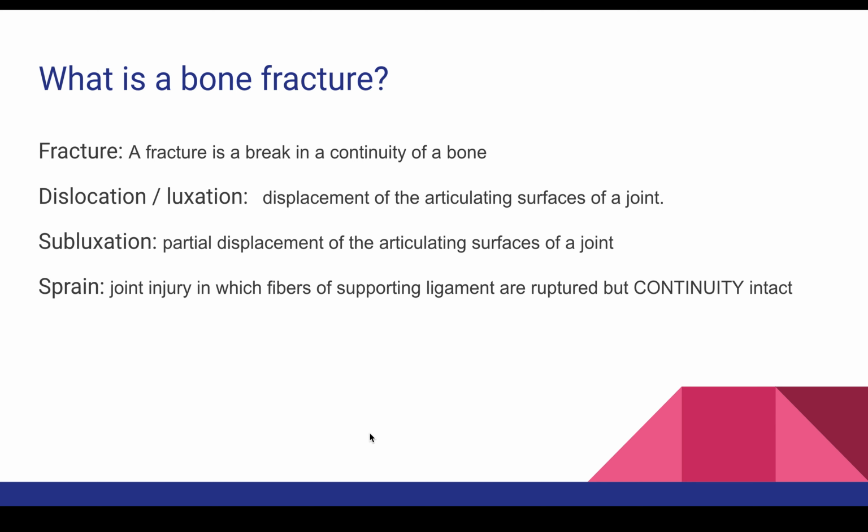What's a dislocation or a luxation? This is a displacement of the articular surfaces of a joint. Now you can dislocate a joint, but what does that mean? Whenever you have a joint, you have two things connecting to one another through a joint. So two bones, for example, have articulating surfaces, and if you have displacement of the articulating surface of one from the other, for example, the humerus from the glenoid cavity, that would be a dislocation.